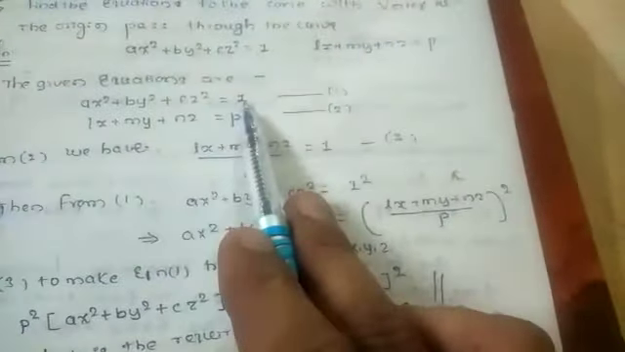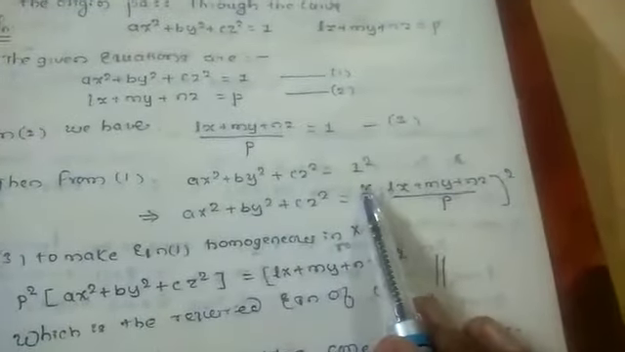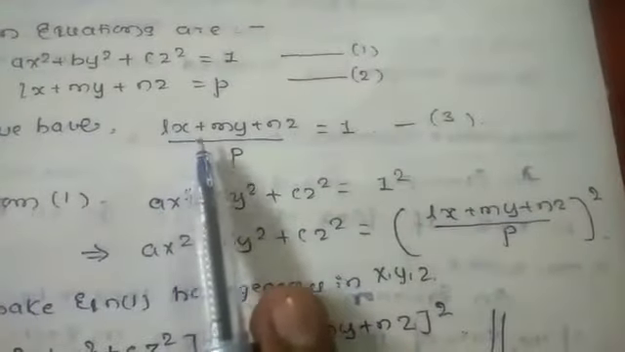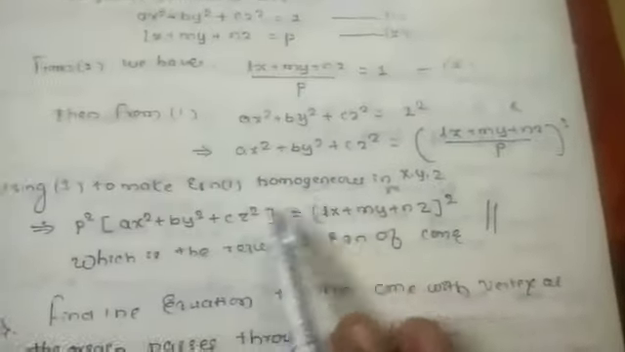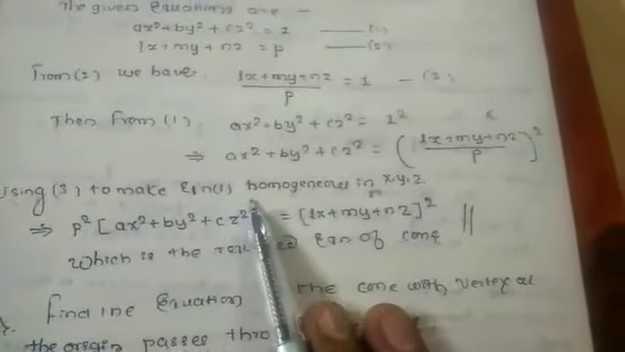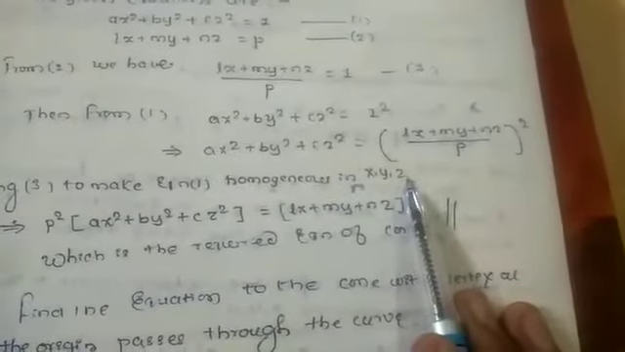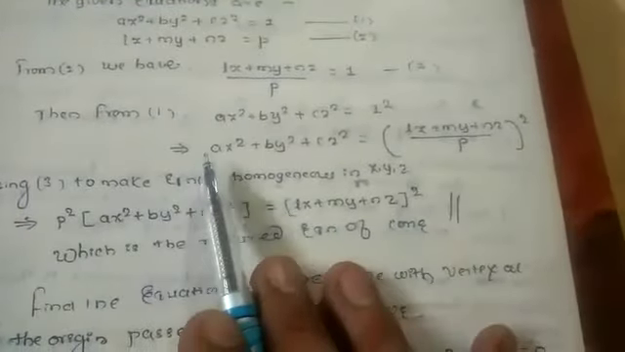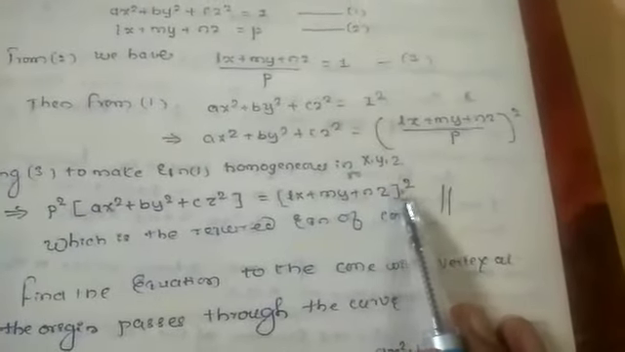So 1 is there, but it should be homogeneous of degree 2. So we put 1 squared from equation 1, that is ax² + by² + z² = 1². And 1 from equation 2 we consider as (Lx + My + Nz)/P. That value we substitute in the equation, so we get equation 3, to make it homogeneous in x, y, z, which is also of order 2. Just cross multiplying, P² times that equation equals (Lx + My + Nz)², which is the required equation of the cone.